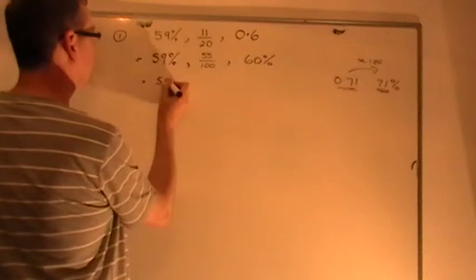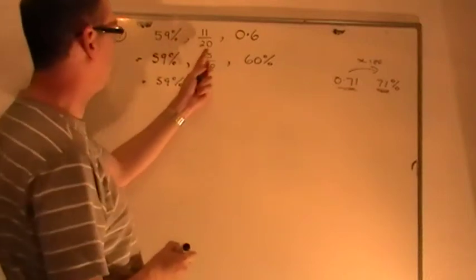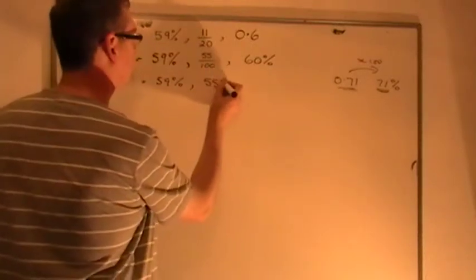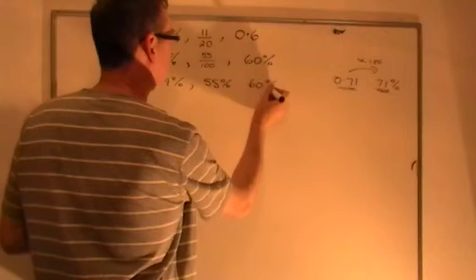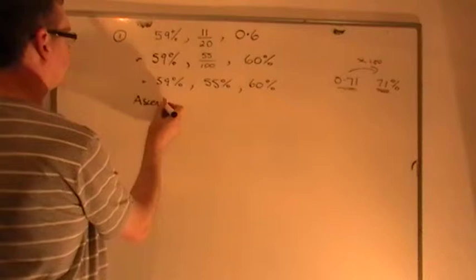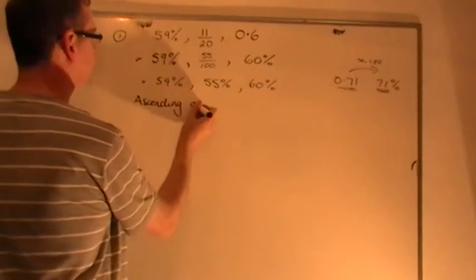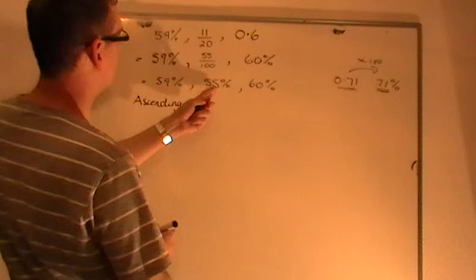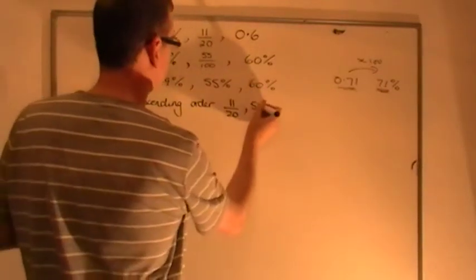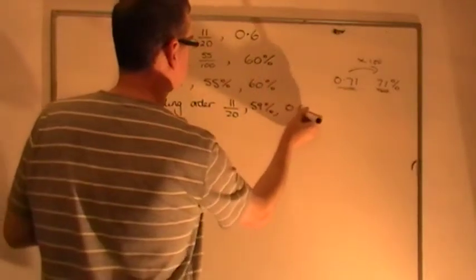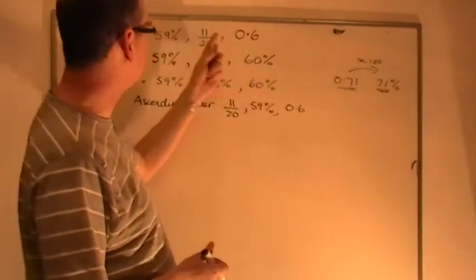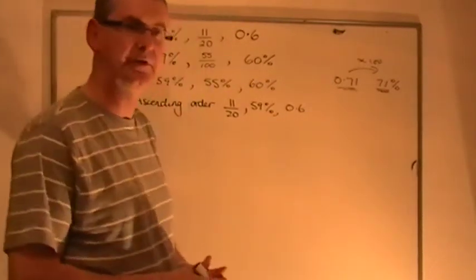So we've got 59%, leave that alone. That one there is 55 over 100, which is 55%. And this one here is 60%. So obviously in ascending order, like so, the smallest one is 11/20ths, the next one is 59%, and the largest quantity is 0.6. And you have to write these out using the initial quantities that were given in the question.